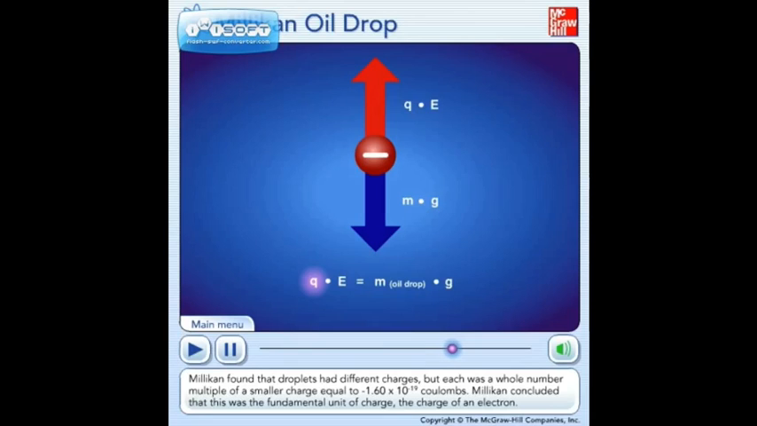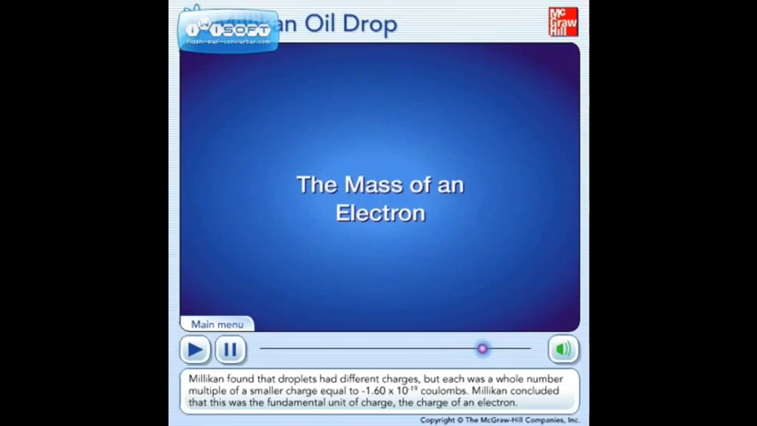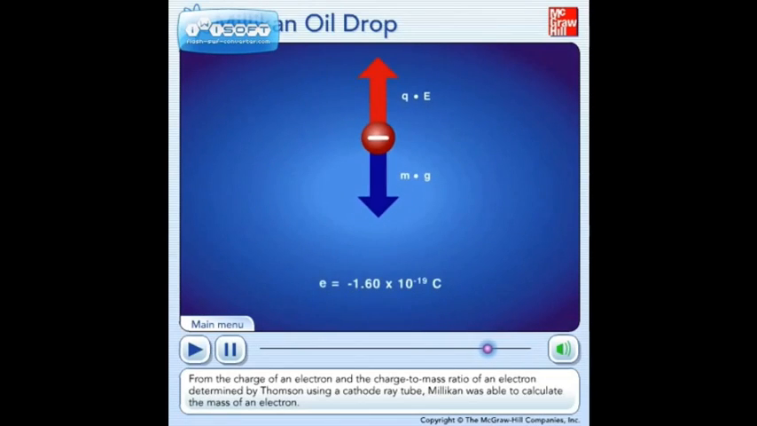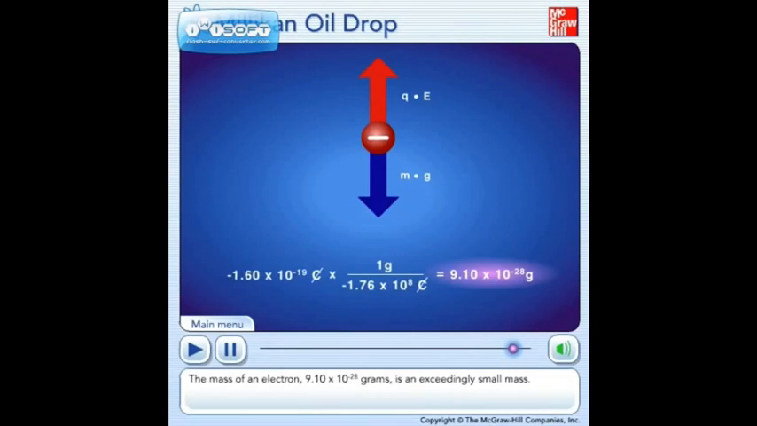Millikan found that droplets had different charges, but each was a whole number multiple of a smaller charge, equal to negative 1.60 times 10 to the negative 19th coulombs. Millikan concluded that this was the fundamental unit of charge, the charge of an electron. From the charge of an electron and the charge-to-mass ratio of an electron determined by Thompson using a cathode ray tube, Millikan was able to calculate the mass of an electron. The mass of an electron, 9.10 times 10 to the negative 28th grams, is an exceedingly small mass.